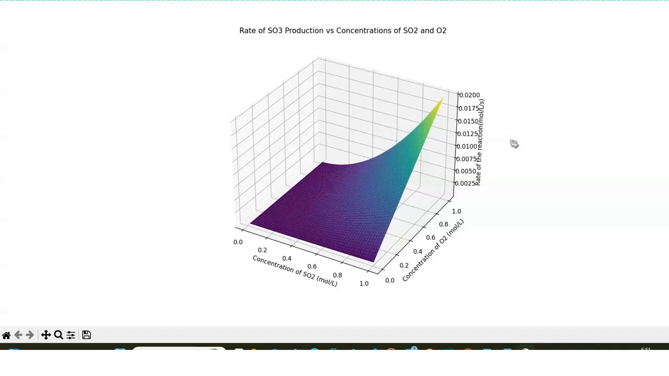This kind of simulation is very paramount when you are dealing with complex scenarios that require you to look at how fast you want your reaction to be, when you have a number of reactants taking part in that reaction.